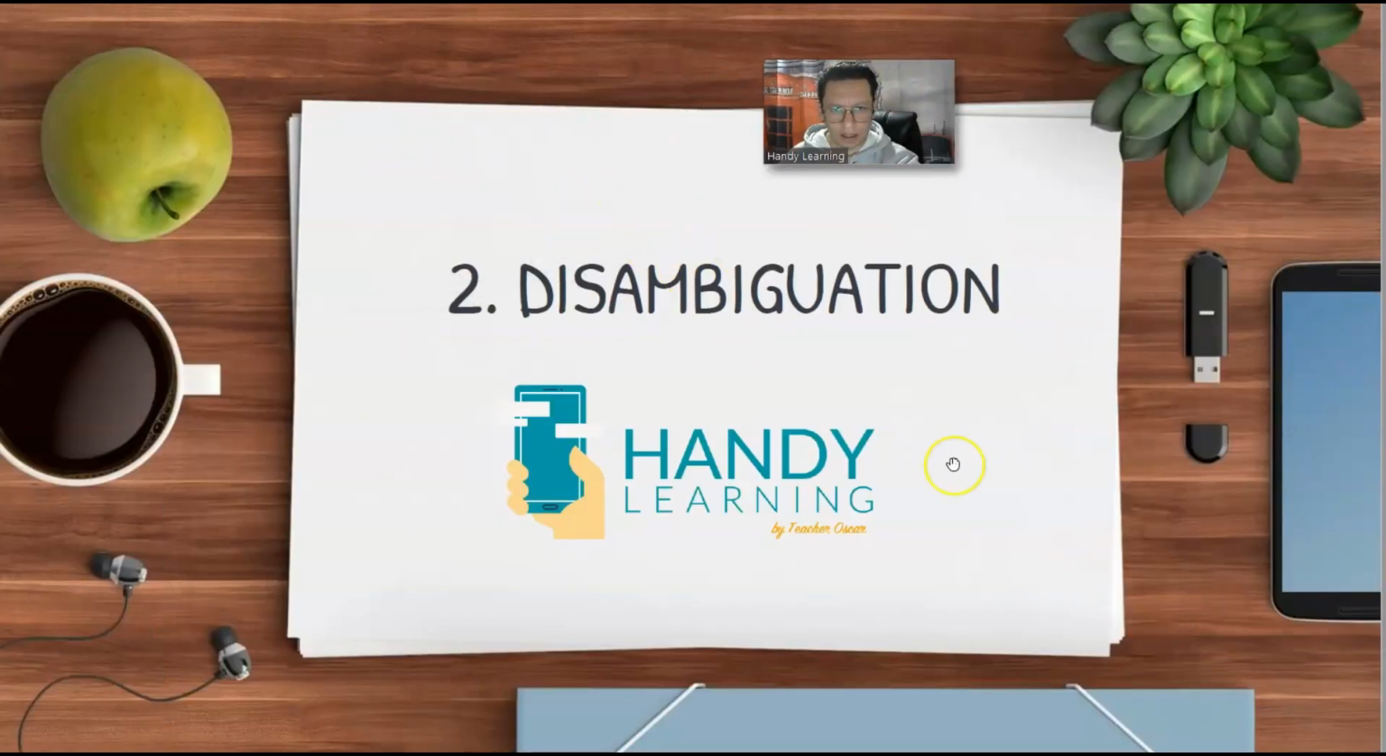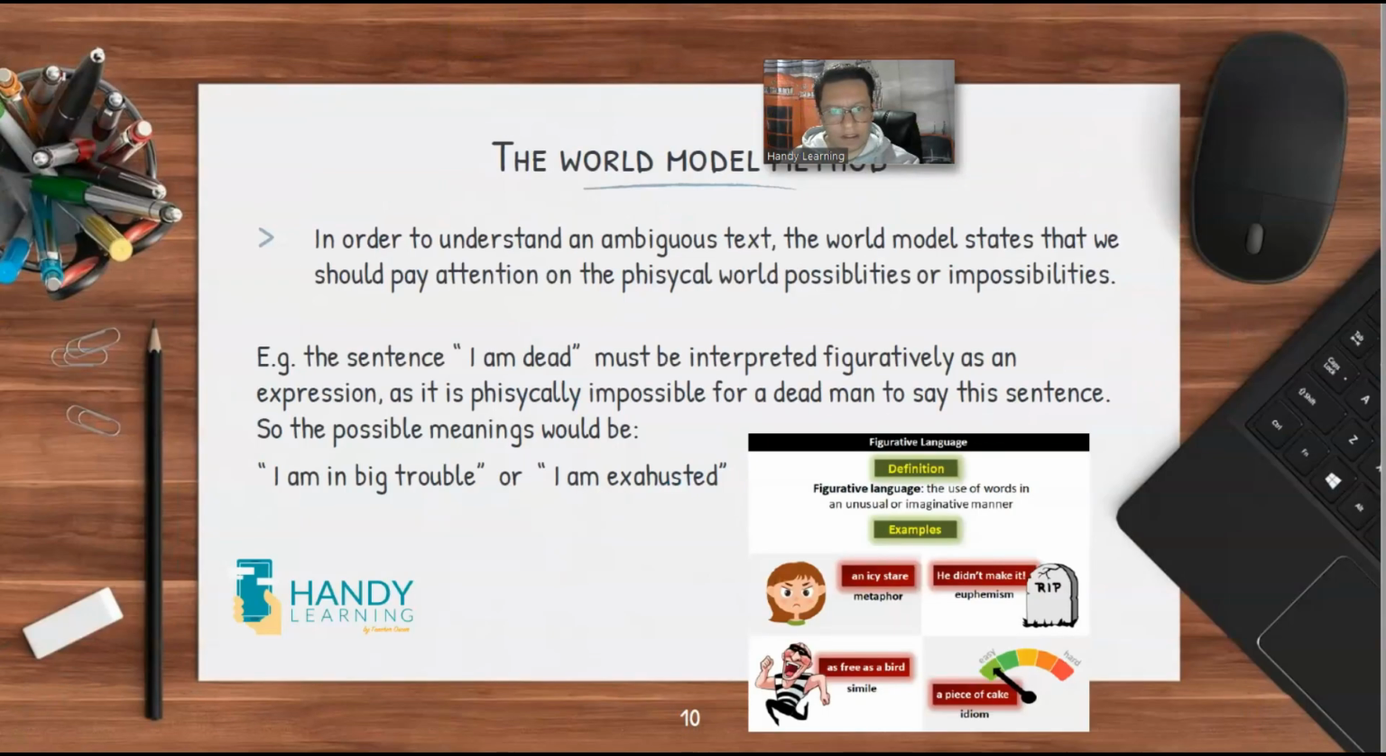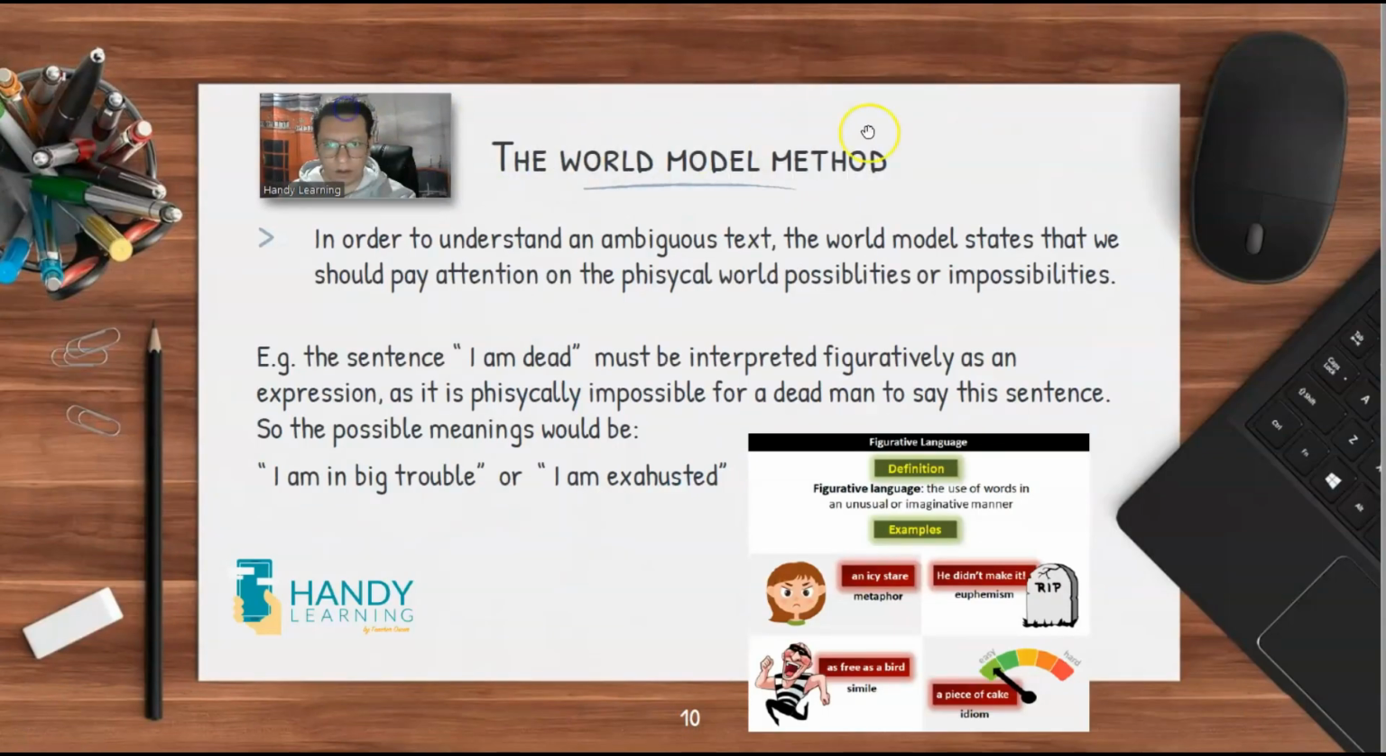How do we understand and how do we disambiguate or figure out the meaning? So we have some disambiguation models. Disambiguation is also called word sense disambiguation or text disambiguation, and it is the act of interpreting an author's intended use of a word that has multiple meanings or spellings. So the first disambiguation model that we have is the word model method, which is going to let us know if we're talking about figurative language or literal language. That will happen when the sentence that we hear might really happen in the physical world, and is that possible?